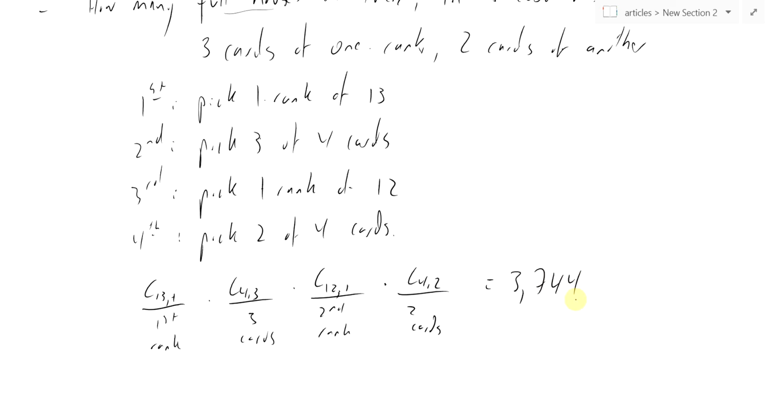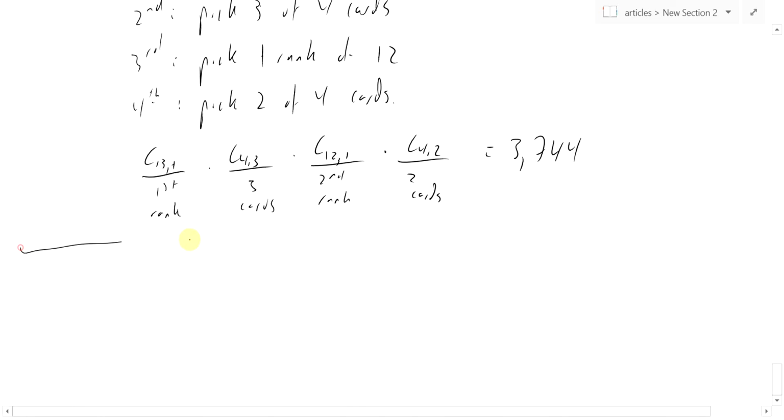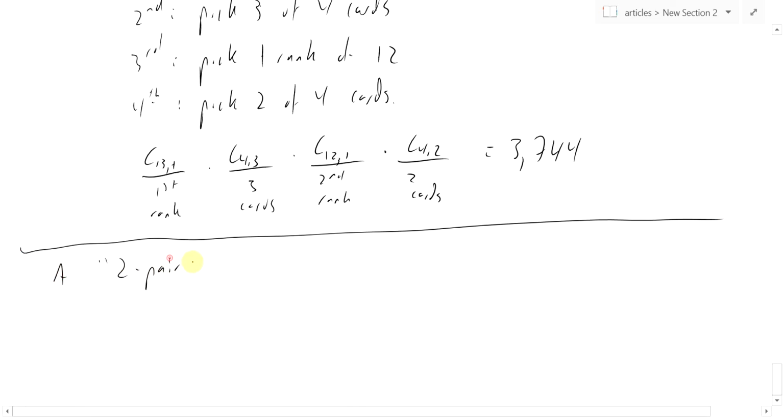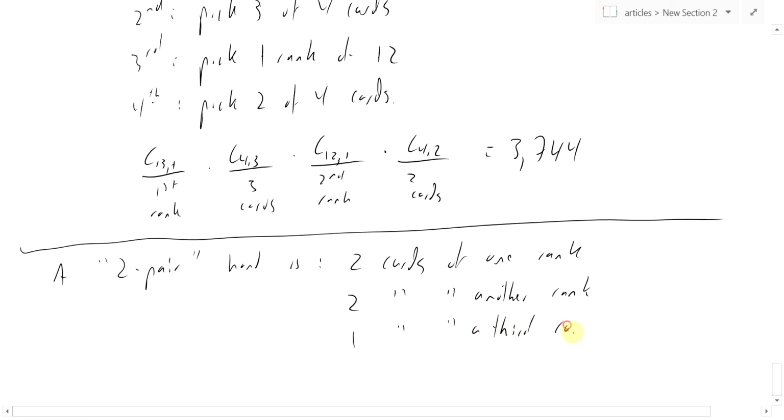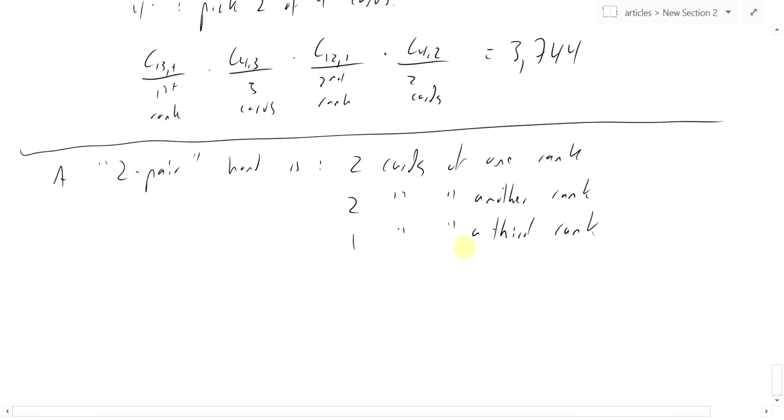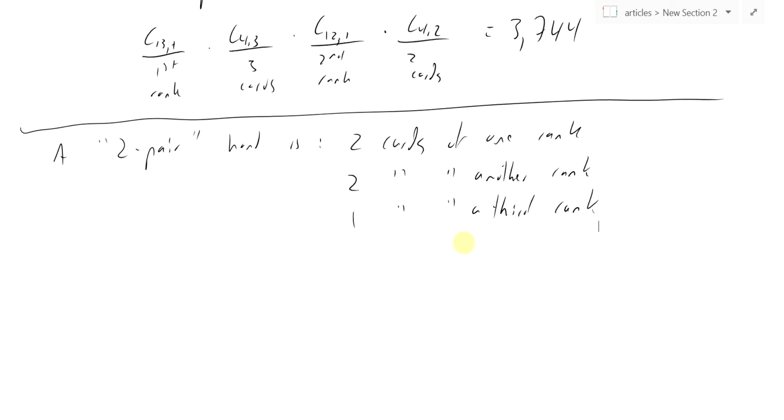We can get a little more complicated with this. A 2-pair hand is 2 cards of one rank, 2 cards of another rank, and 1 card of a third rank. So 2 10s, 2 5s, and an ace, for example, or 2 queens, 2 jacks, and a king. So how many of these are there?